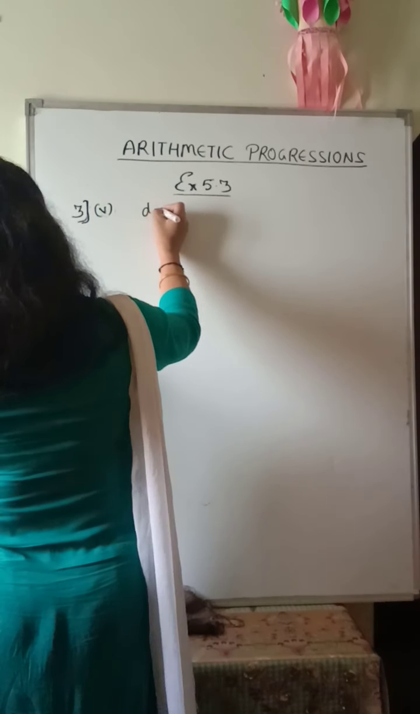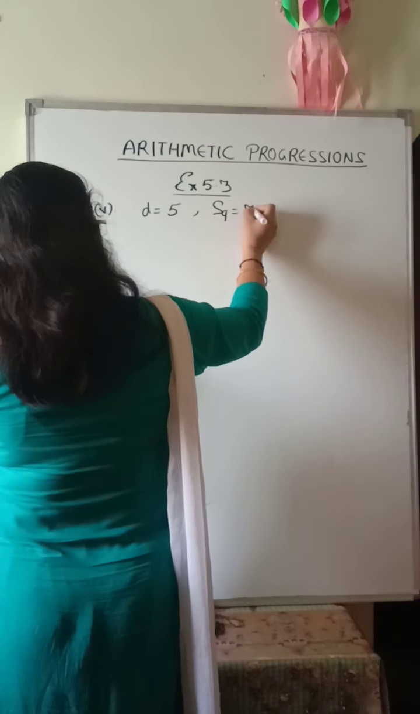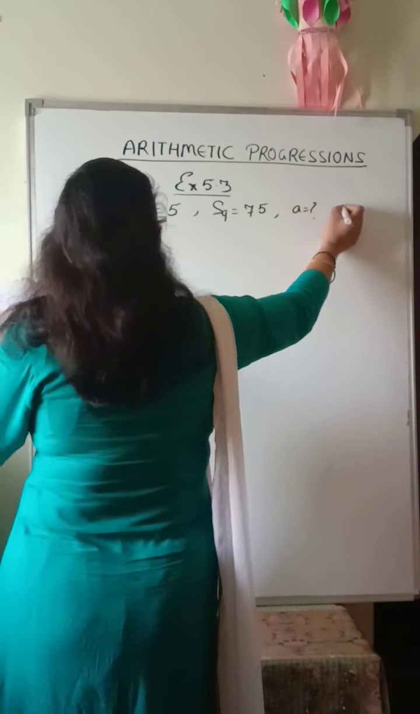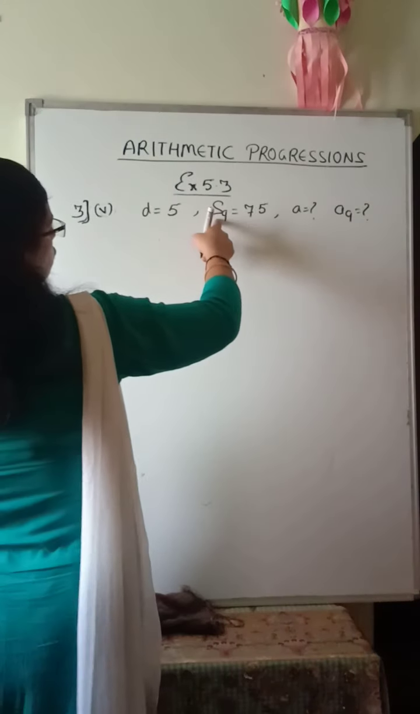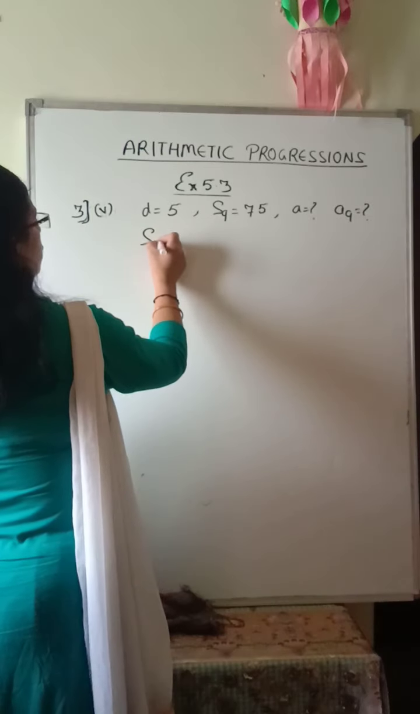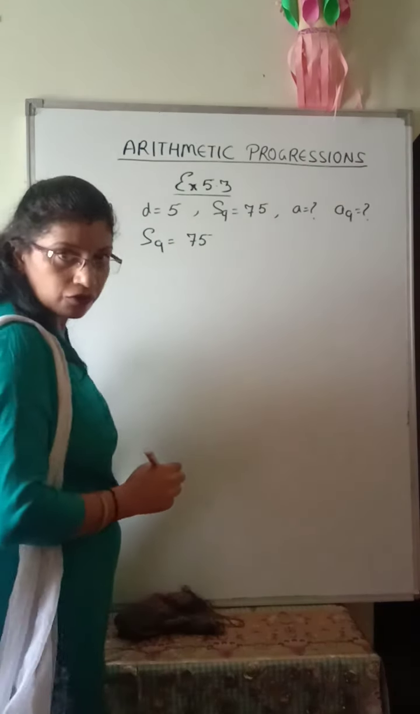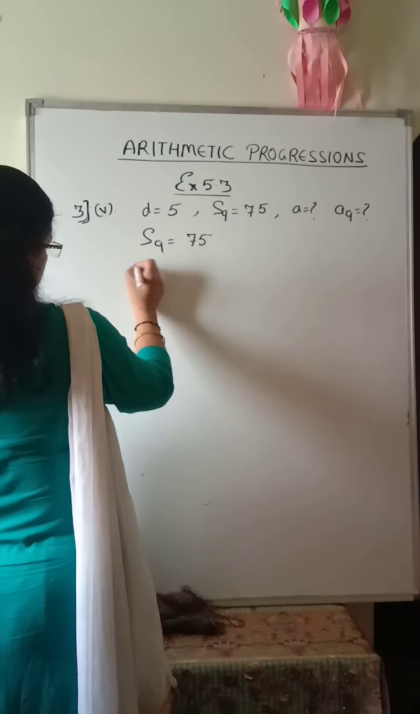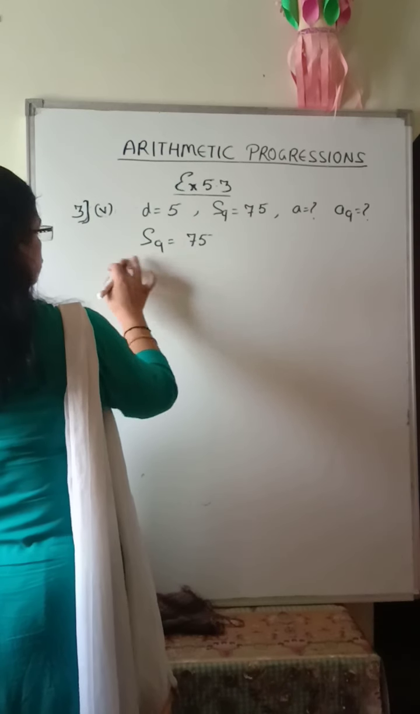Fifth part: d equals 5. Then the sum of 9 terms is given as 75. You have to find a and the ninth term. So this we should use: the sum of 9 terms equals 75. The formula for the sum, Sn, equals n by 2. N means 9 upon 2.